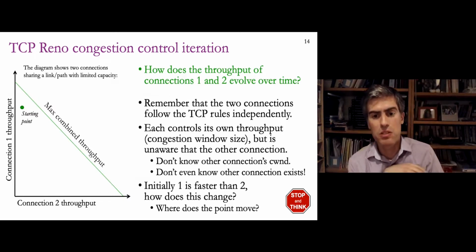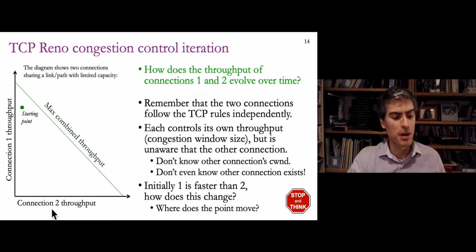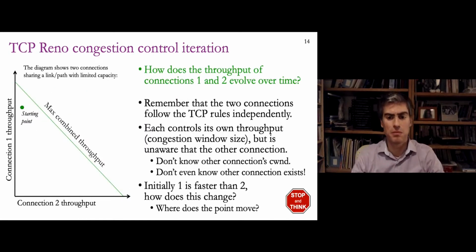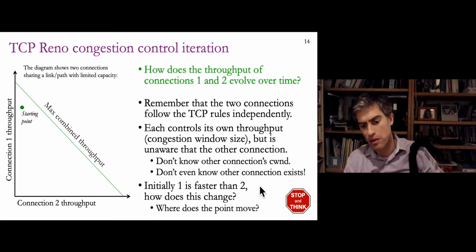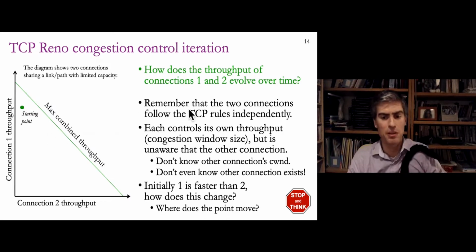At some point, they lose packets. They lose packets when the sum of their throughput and their competitor's throughput exceeds the maximum. Okay, but they're only controlling themselves. Initially, one's faster than two, but this is going to change. How does it change? Where does this point move? So please stop and think about that. It might take 2 or 3 minutes to really think through this and figure it out, but it's important.